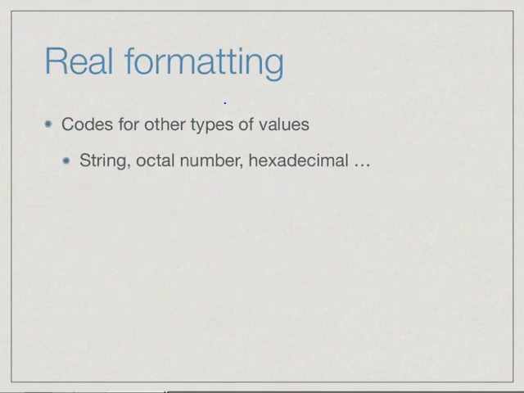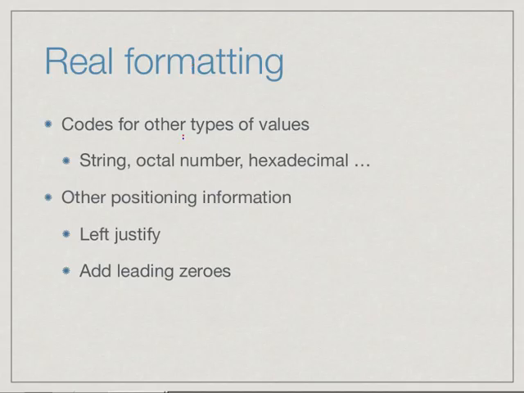So unfortunately, this is not exactly user-friendly or something that you can easily remember, but there are codes for other values. So we saw f and d, and there are codes like s for string and o for octal and x for hexadecimal. So all these values can be displayed also using this formatted thing. And you can also do other things. You can tell it not to put it on the right, but to put it on the left. So you can left justify the value.